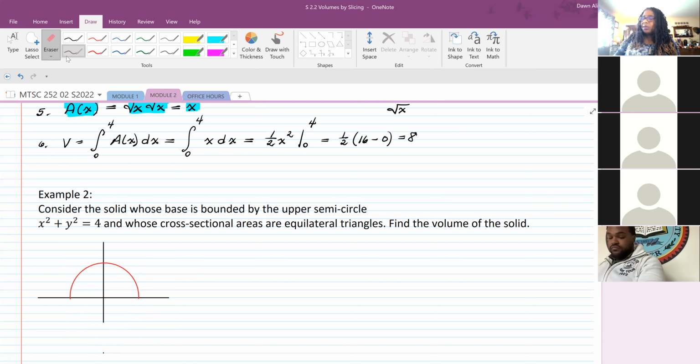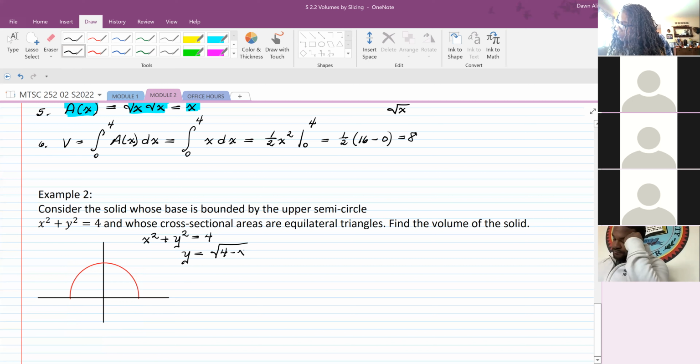Okay, so that's my base. It's the upper semicircle. I can write that as x squared plus y squared is equal to 4, or if I want to write it as a function, y is equal to the square root of 4 minus x squared. So that is this curve.